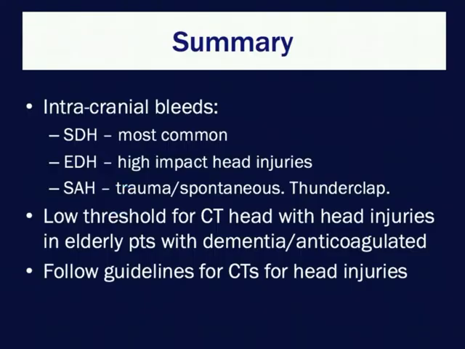So in summary then, we've covered the most common types of intracranial bleed. We've talked about subdural hemorrhages, which are the most common, extradural hemorrhages, which are generally related to high impact head injuries, and subarachnoid hemorrhages, which can be traumatic, can be spontaneous, but generally present with a sudden onset thunderclap headache. We need to have a low threshold for performing CT heads with head injuries in elderly patients with dementia or patients who are anticoagulated. But there are some good, nice guidelines that we can use to help us make these decisions.